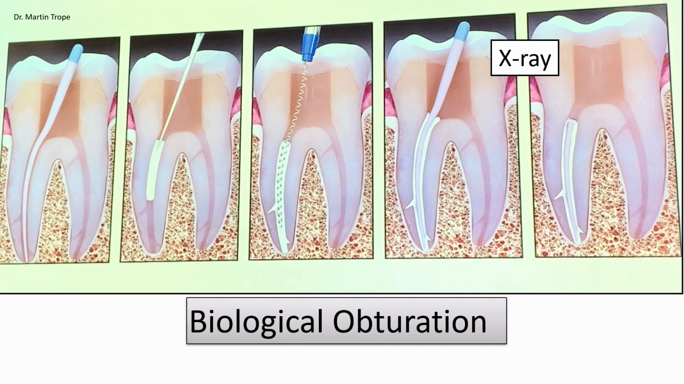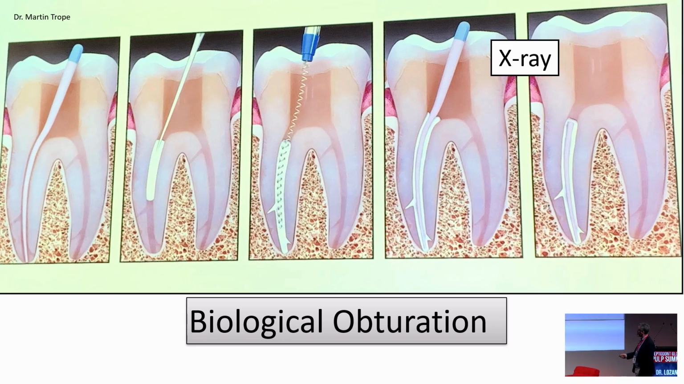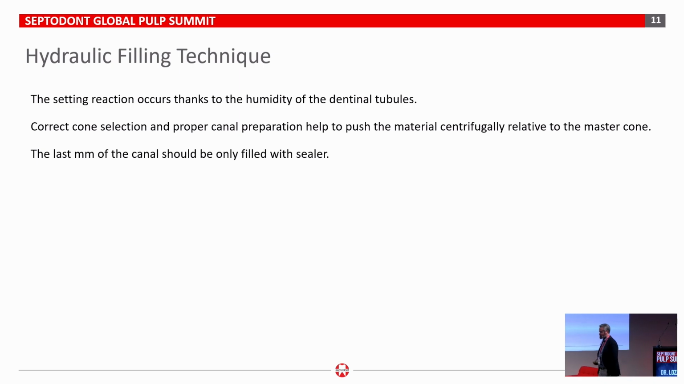And this is a picture where we can see the cone fit. Only in the coronal third do we deliver the sealer. We can move it to the apical part. Then we cut a millimeter, go with the master cone to the working length, X-ray, everything is okay. We cut it at the orifice level.